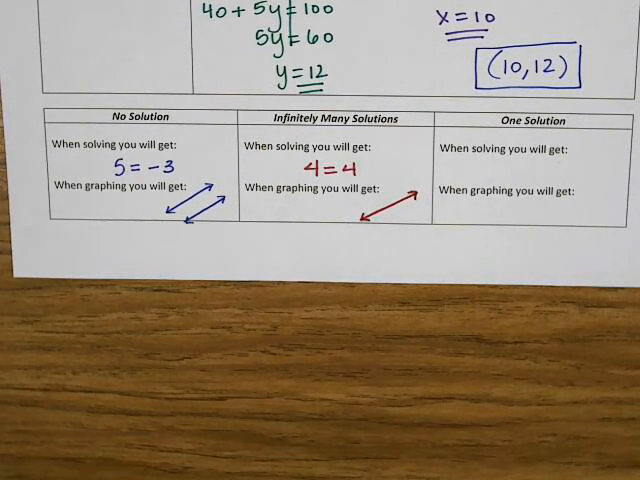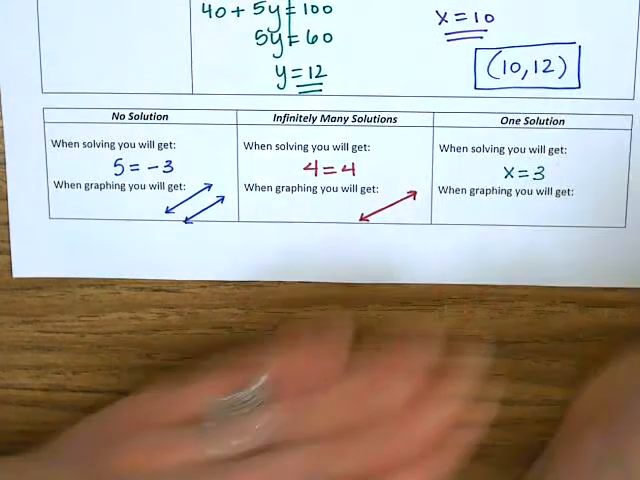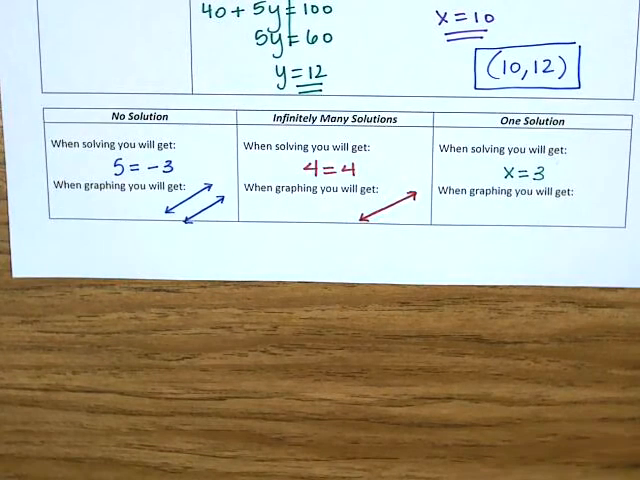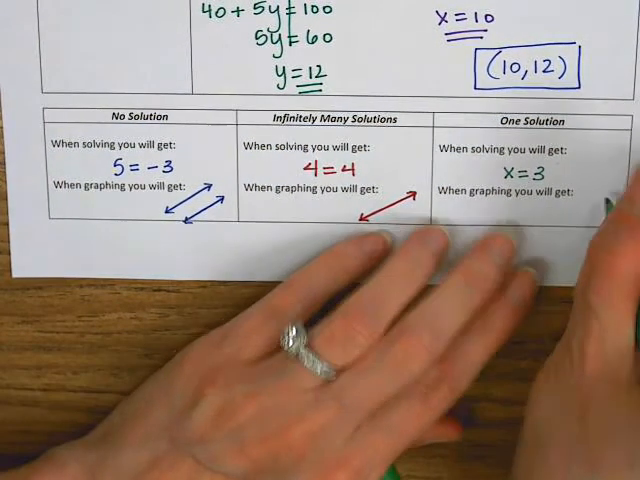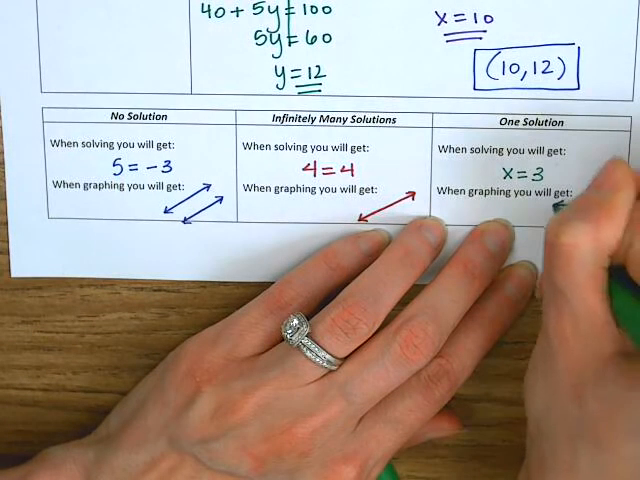And then one solution is like what we've just been doing. That's when you end up with like x equals 3 or something. Like you actually get an answer. And when that's the case, when you're graphing, it would be 2 lines that intersect at one point.